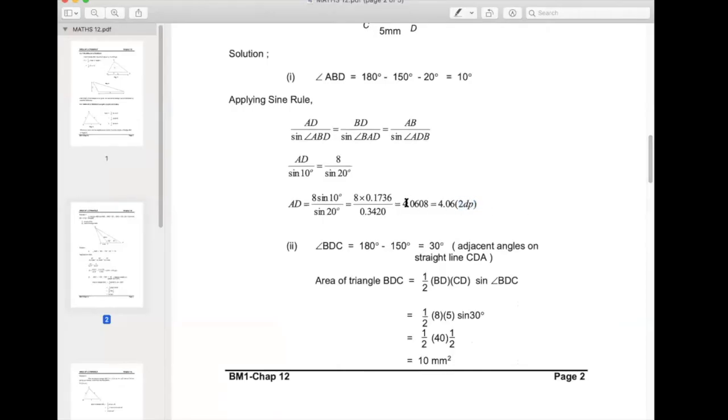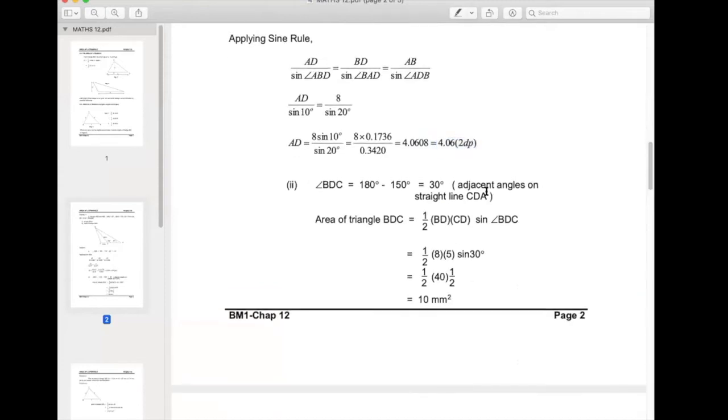All right, so we always find the total. Then after that, we want to round up. Okay, we want to round up. Then remember to put the units. So angle BDC, 180 minus 150, we get 30 degrees.